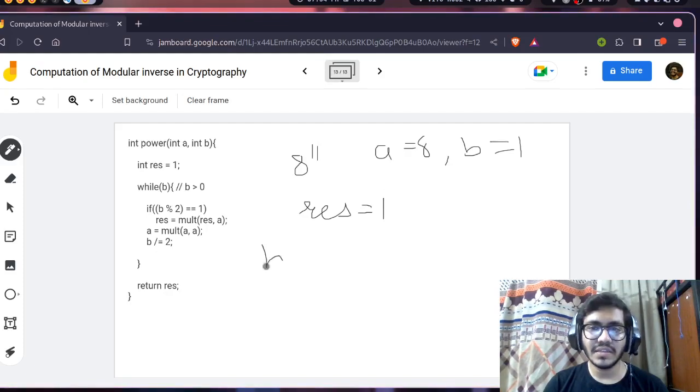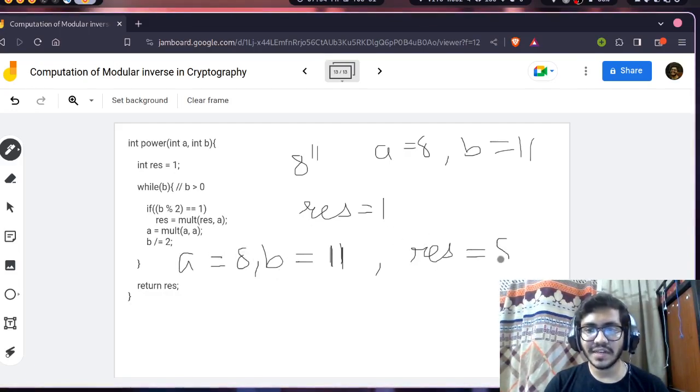Okay, now while B is 11, because B is an odd number, res gets multiplied by A, which is initially 8, right? So res is 8. Now A is also multiplied by itself, so A becomes 8 raised to the power 2 here. I am breaking it down for simplicity. Now you divide B by 2, so this is an integer division, so 11 will become 5 and not 5.5, we'll lose the decimal part.